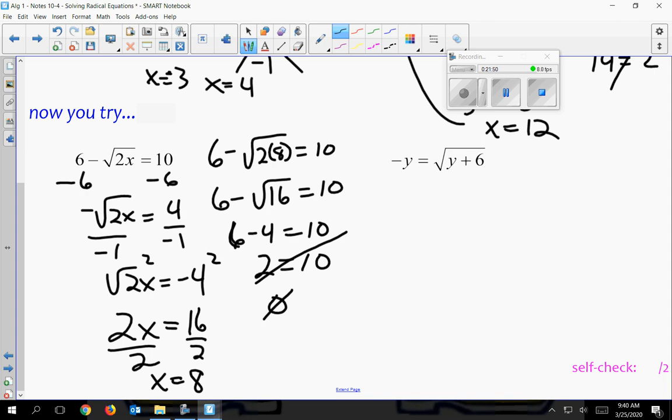Okay. All right. What I'm going to do here, the radical's isolated, so that's good. I'm going to go ahead and square both sides to get rid of the radical. This gets me a positive y squared over here, and I get y plus 6 over here. Well, now in this case, I have to get everything over to the same side. So I'm going to subtract the y and the 6 over.